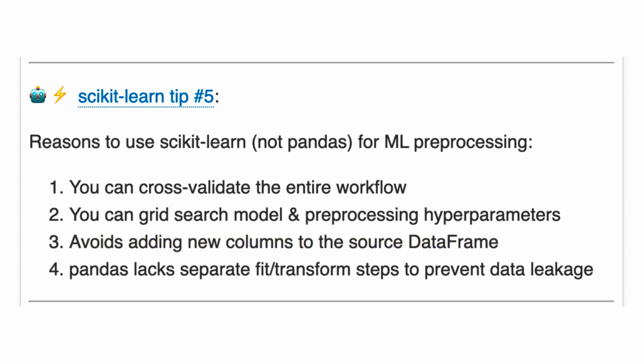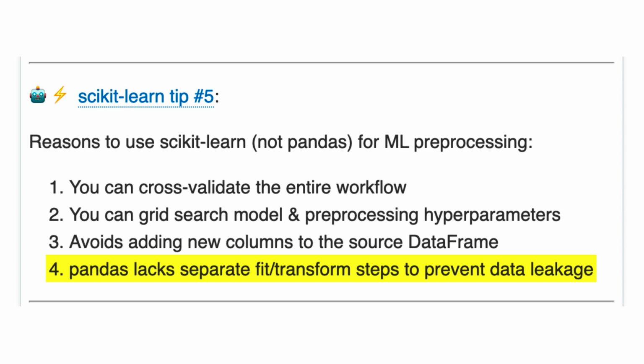And finally, reason number 4, pandas lacks separate fit and transform steps to prevent data leakage. As we've talked about, scikit-learn has fit and transform so you can learn something from the training data and apply it to both the training and testing data. It would be extremely complicated in pandas to duplicate this. Of course you can do it, but it would be so much code. I'm thinking 10 times as much code, and it would be way more complicated.